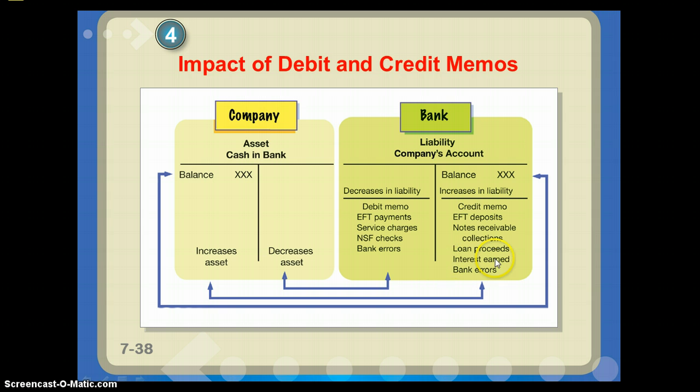Loan proceeds, interest earned, bank errors in our favor. It's credit memos that the bank is going to issue because they are crediting that liability, not because we credit it. So when you're looking at credit versus debit memos in bank reconciliations, think of it in terms of the bank, and that money is a liability the bank has to pay back to us because it's our money.